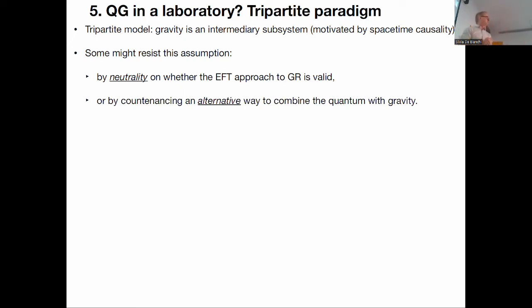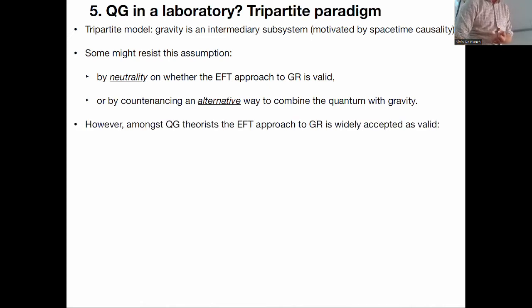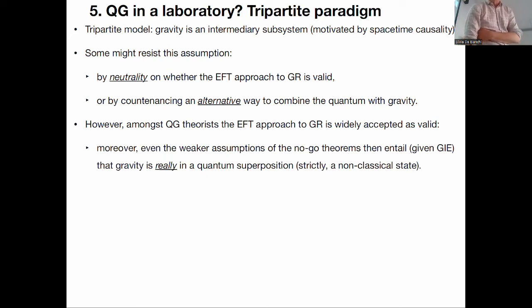There are people who have other views about how to combine quantum mechanics with gravity, while still having gravity be quantum in some sense, and not thinking about Penrose or semi-classical pictures. There may be some other mechanism where you don't think this is going to be a good description. But as I say, amongst the quantum gravity theorists, the assumptions that go into this model are generally accepted.